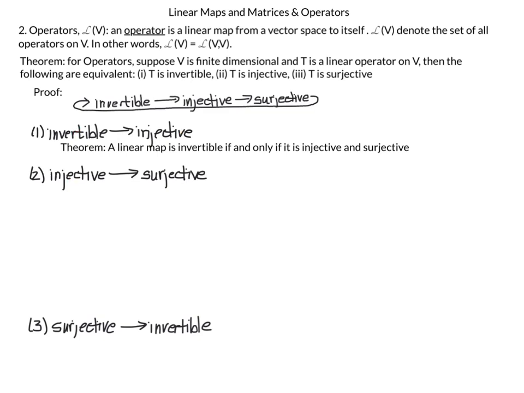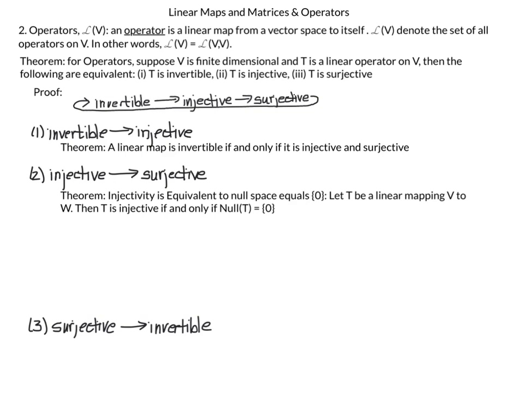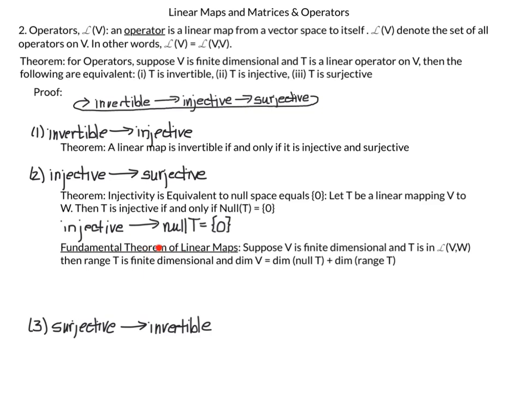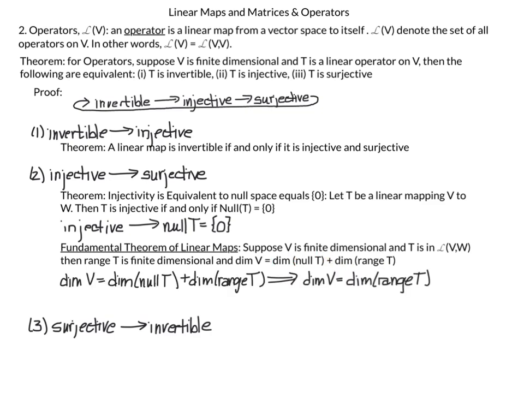Now we want injective implies surjective. This is new. We have this theorem from our last video that says injectivity is equivalent to the null space equaling 0. So since we have injectivity, that means our null space is equal to the 0 vector. We have the fundamental theorem of linear maps that says suppose V is finite dimensional and T is in the space of linear maps from V to W, then the range of T is finite dimensional and dimension of V is equal to dimension null of T plus dimension range of T. So I'm just going to write that out. Dimension of V equals dimension null of T plus dimension range.